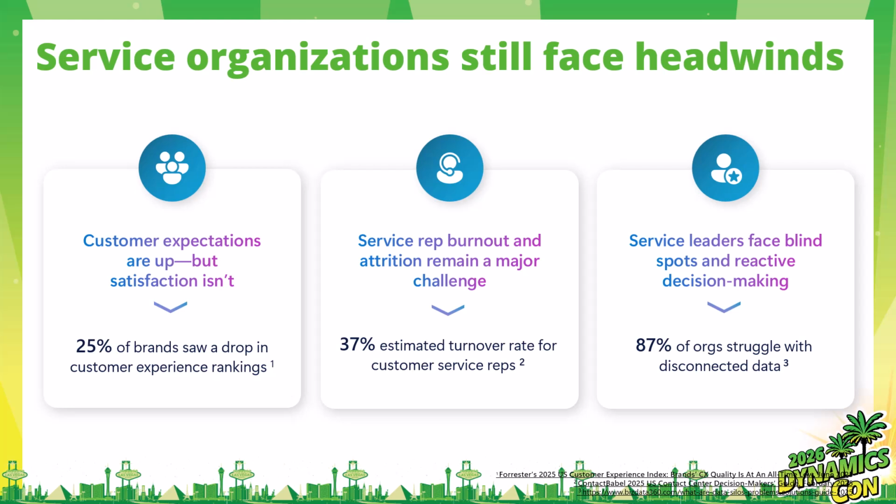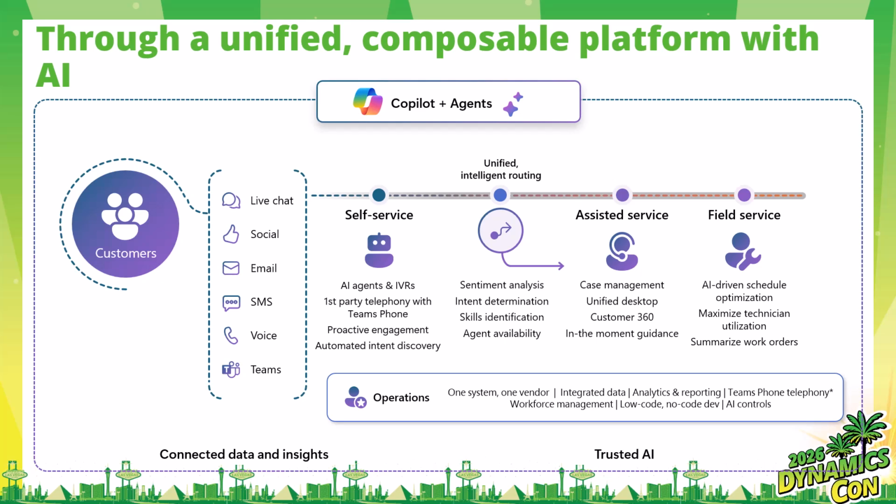So again, just some metrics around what we're seeing, and Forrester and Microsoft are seeing, right? Customers expect more, but 25% of brands saw a drop in customer experience. Service reps burn out, with a 37% estimated turnover rate for customer service reps, and service leaders face blind spots and reactive decision making. 87% of orgs struggle with disconnected data. They use multiple data sets, multiple different systems, even for different channels.